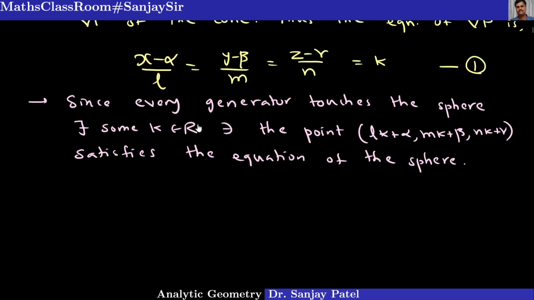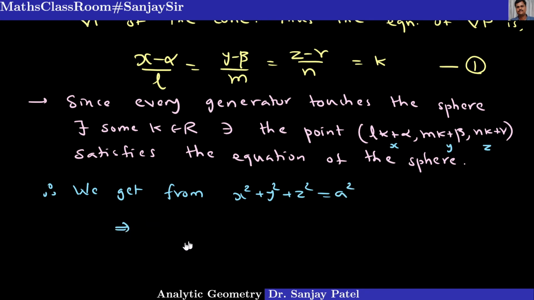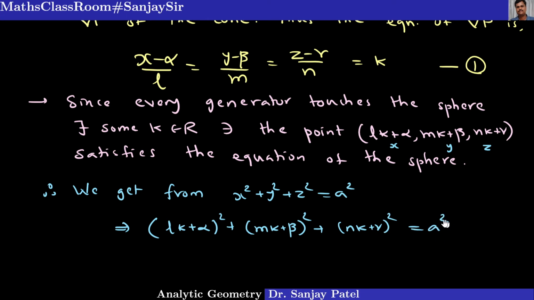So what I can do is substitute the coordinates of the point of contact in the equation of the sphere. So therefore, from the equation x square plus y square plus z square is equal to a square, I can write this point's x, y, z values in this equation. So we get (lk plus alpha) whole square plus (mk plus beta) whole square plus (nk plus gamma) whole square is equal to a square.